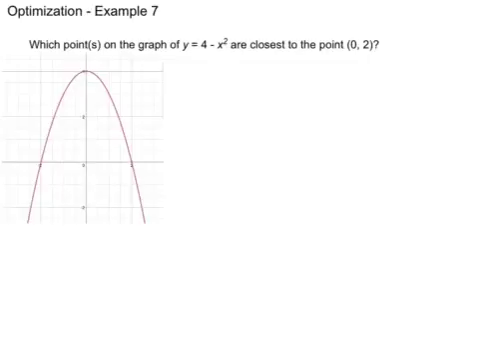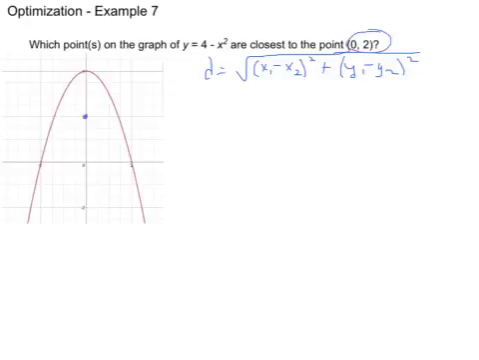There's the graph, and the point 0, 2 would be in here, and so we're just trying to determine which points on that parabola are closest to that point. So we need our distance formula. D equals the square root of x1 minus x2 squared plus y1 minus y2 squared. We just need to know what our x1, y1, x2, y2 are. Well, one of them is going to be the point 0, 2, so we can go ahead and plug that in. It doesn't matter which one you plug that in for, x1 or x2, just keep the x and the y in the same position.